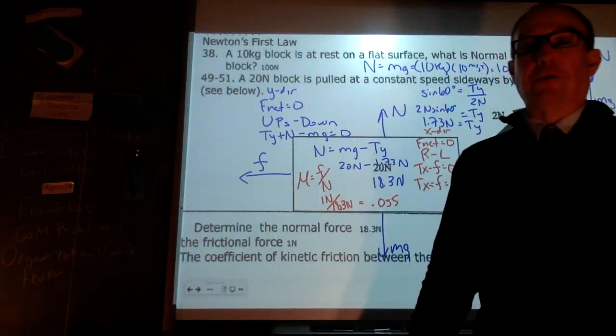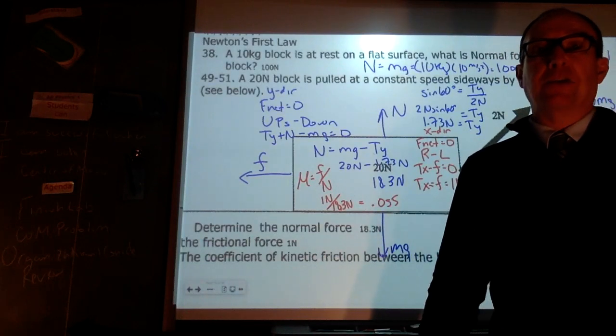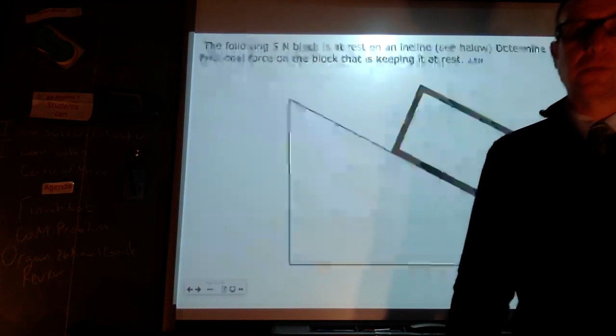It's only less than or equal to if it's static. In this sense, this is sliding, this is kinetic, so it's always going to be that.